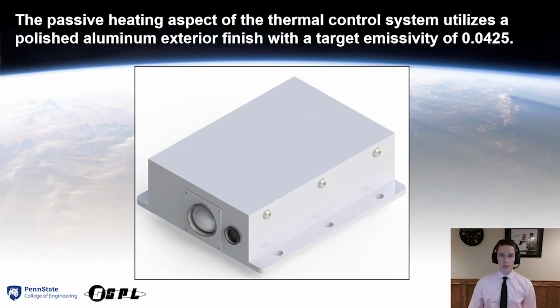For the passive heating aspect of the thermal control system, Oasis will use a polished aluminum exterior finish with a target emissivity of 0.0425 to reduce heat loss to the environment. Reducing the emissivity of the outer aluminum surface of the payload allows less heat to escape to the exterior environment. This specific target emissivity was determined through analysis in COMSOL Multiphysics, which will be explained in greater detail in the testing section. Polished aluminum was chosen as the surface finish because it is a relatively inexpensive and simple process to implement, compared to other options, while still providing the desired emissivity.